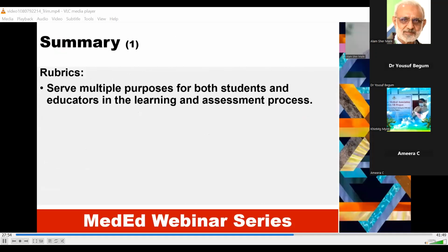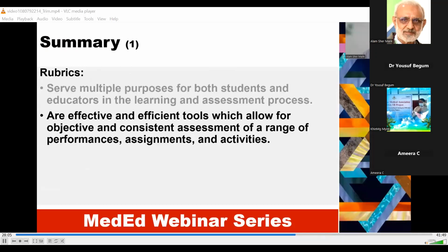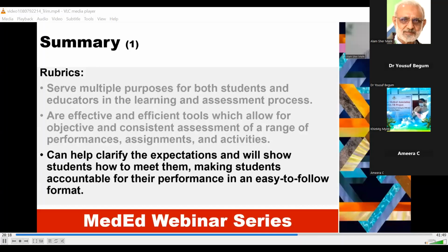In summary, rubrics serve multiple purposes for both students and educators in the learning and assessment process. Rubrics are effective and efficient tools which allow for objective and consistent assessment of a range of performances, assignments, and activities. Rubrics can help clarify the expectations and will show students how to meet them, making students accountable for their performance in an easy-to-follow format.